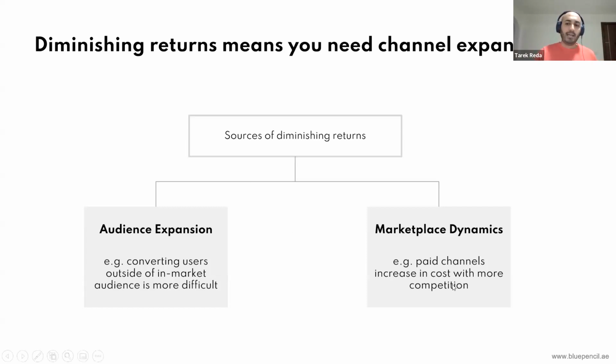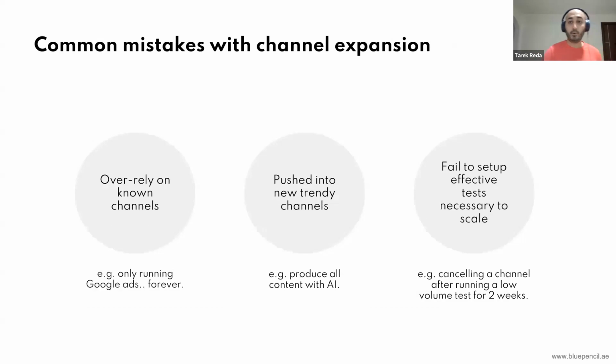The other thing also is marketplace dynamics. For example, when you're running ads, the cost of these ads is going to go up naturally because more advertisers are coming in, there's more competition. That's one market dynamic that will force you to not only rely on that one channel forever, right? Or maybe in the case of SEO, let's say search engines decide to change their algorithm and that affects you in some way. So just keep that in mind, that diminishing returns is a fact and it's something that you will have to deal with at some point in the future.